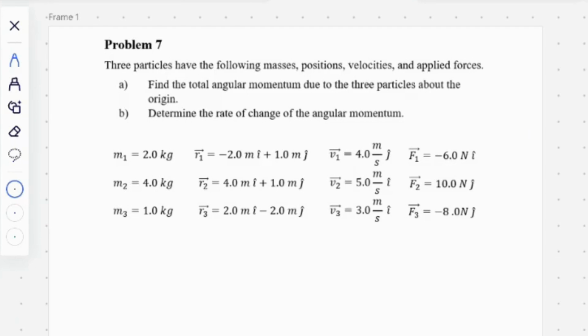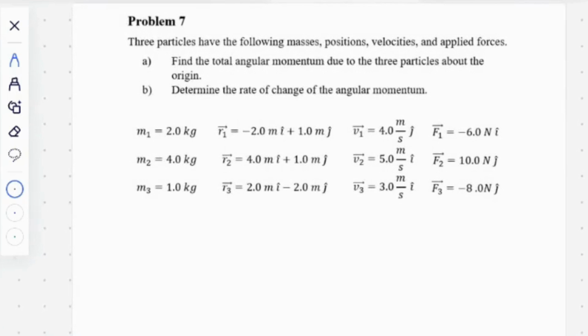First question that they're asking us here is to find the total angular momentum due to the 3 particles about the origin. And then the second part is determine the rate of change of the angular momentum. So for the first part, if you want to find the total angular momentum due to 3 particles, we can just calculate the angular momentum of each particle individually and then add them all up at the end.